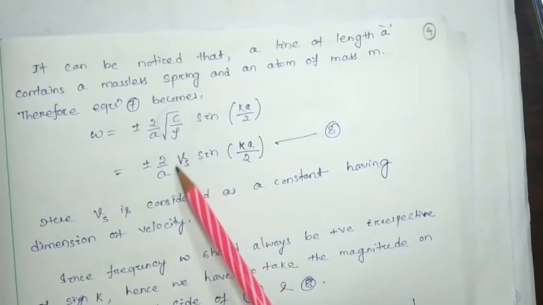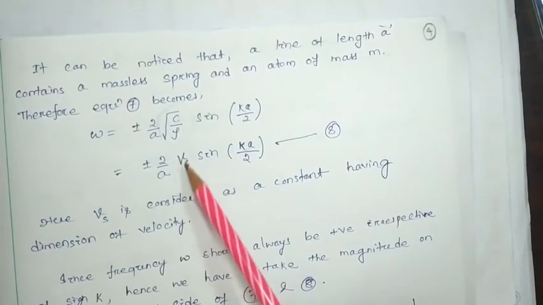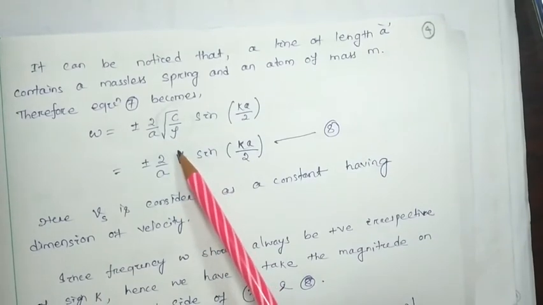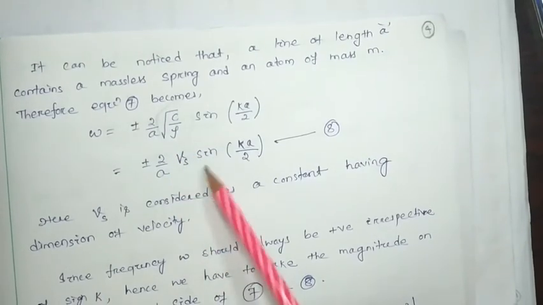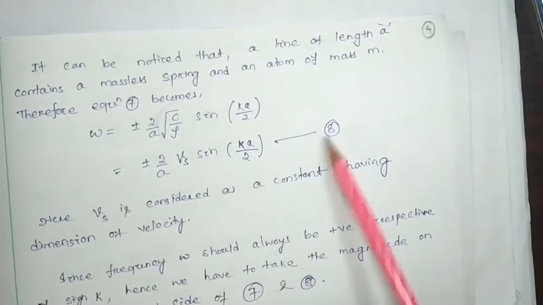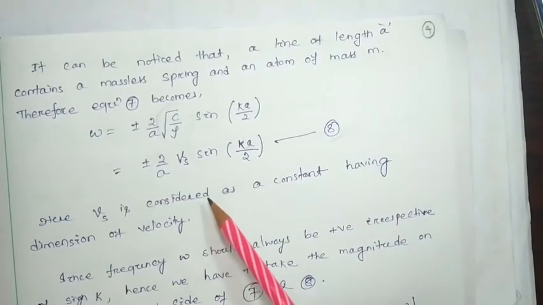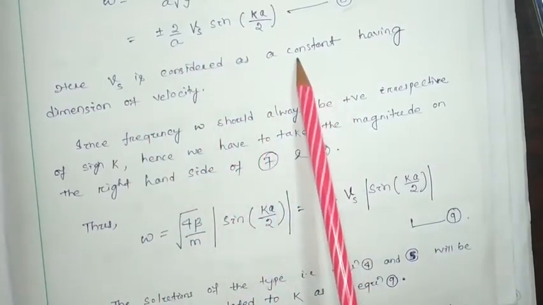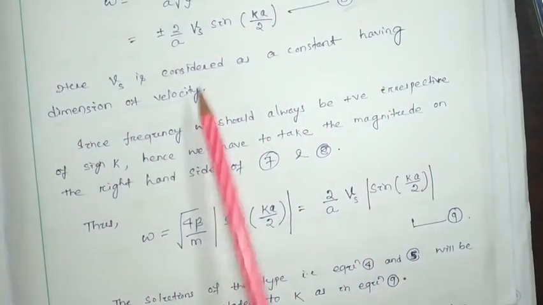So it will be a velocity, or we can say a constant with the dimension of velocity. It will be represented by v_s sin(ka/2). This is equation number 8. Here v_s is considered a constant having the dimension of velocity.